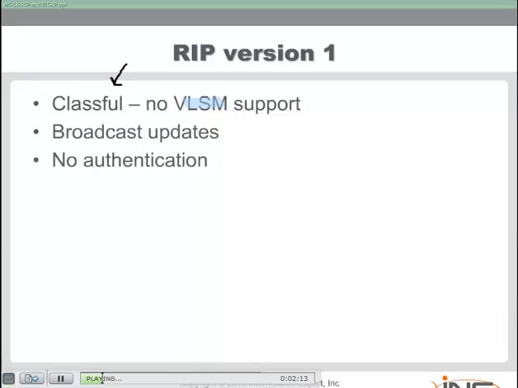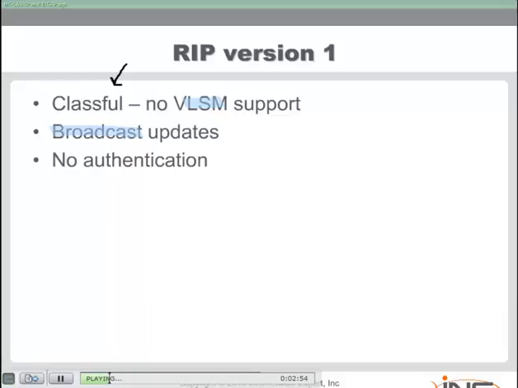It seems almost preposterous to us now, doesn't it? For a routing protocol to be classful, to not send subnet mask information when it sends updates about a prefix. I mean, for those of us that have been around these technologies for a while, we can't even fathom this. Yeah, RIP version 1 is classful, no subnet mask information in updates, and as a result of this, no variable length subnet masking support.